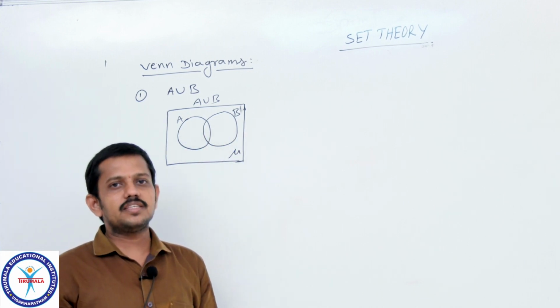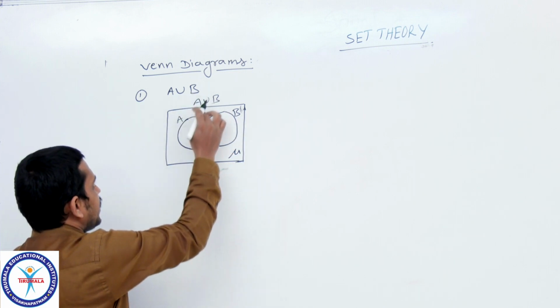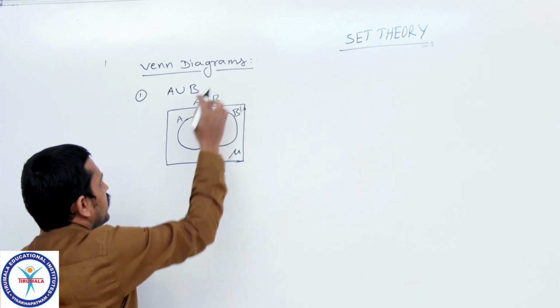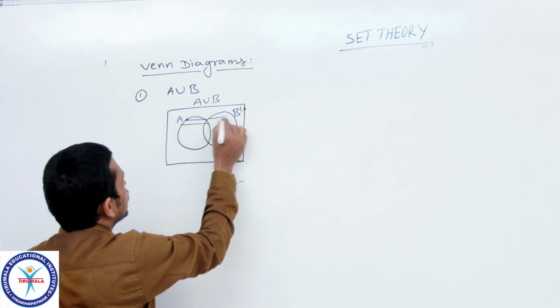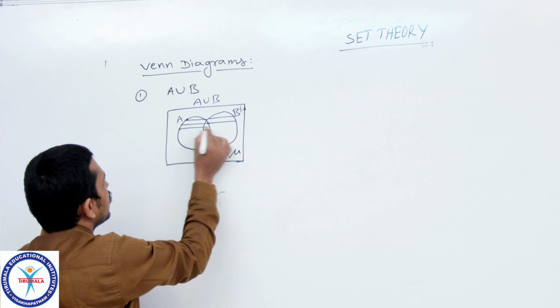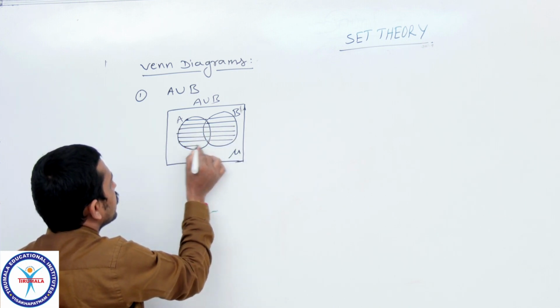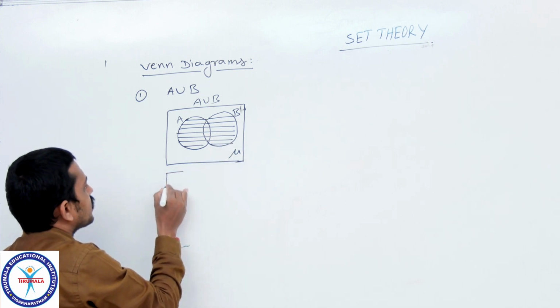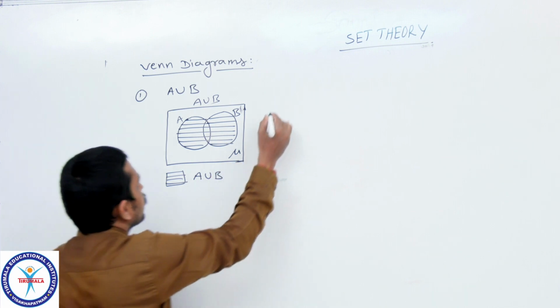In this case, what is A union B? A union B means set A union set B. So we will shade set A and set B together. This is A union B. Therefore the shaded part is called A union B.